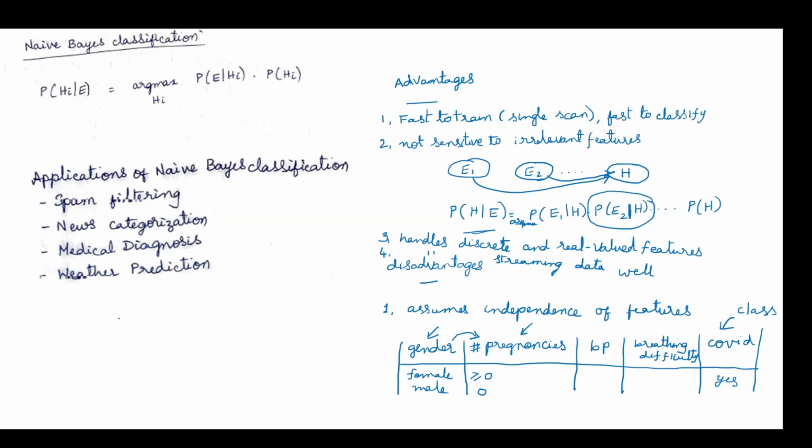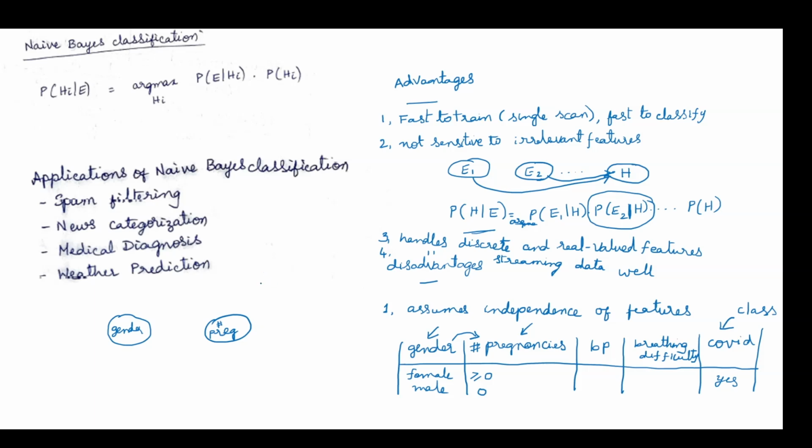That is because gender and number of pregnancies are supposed to be two different bubbles floating in the air, and there is no correlation between them.